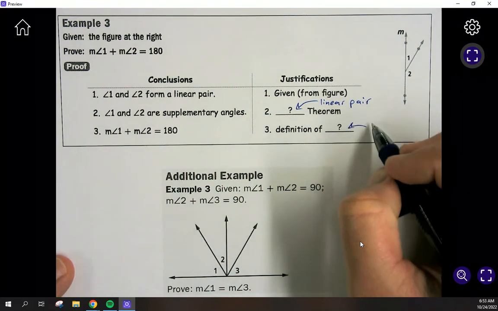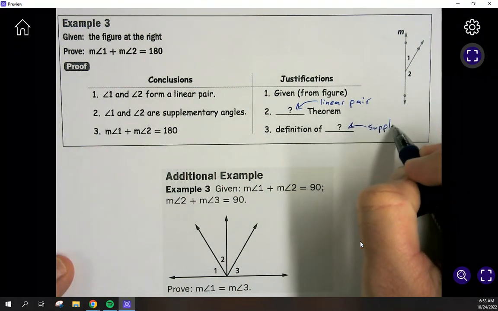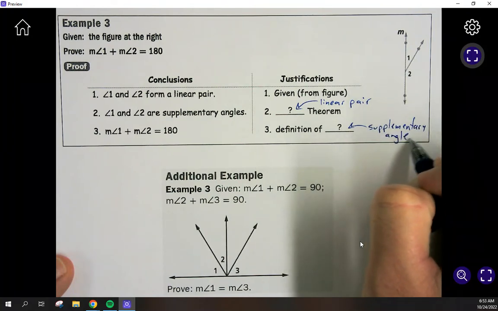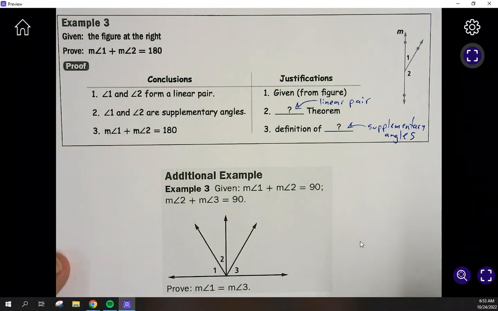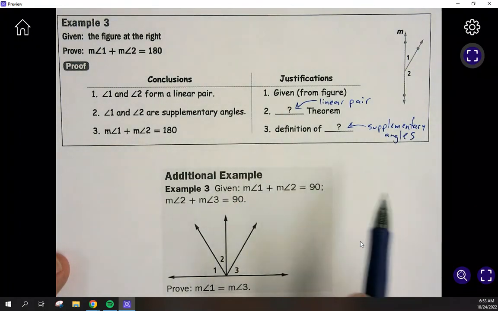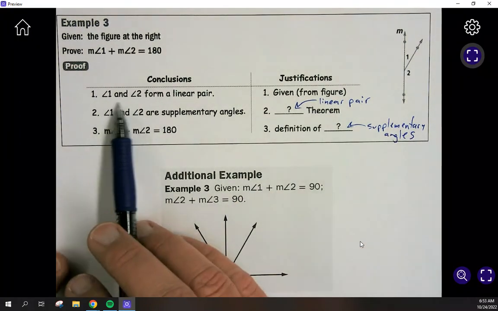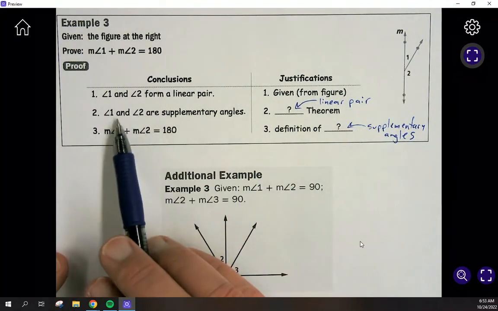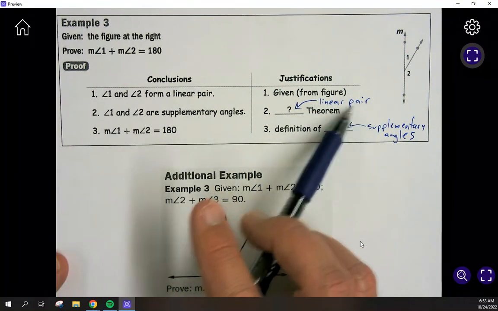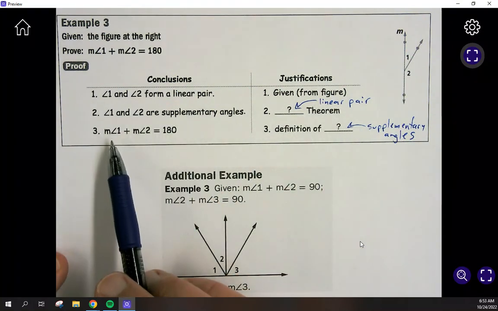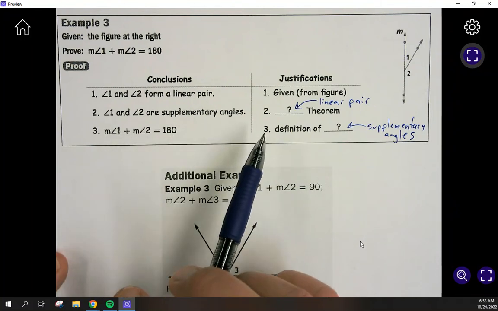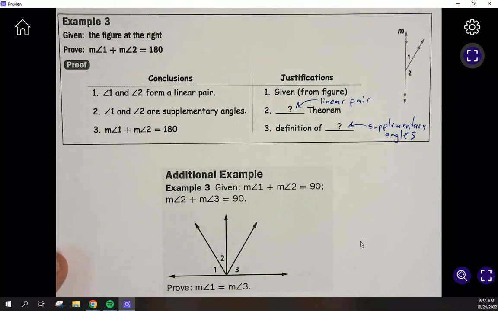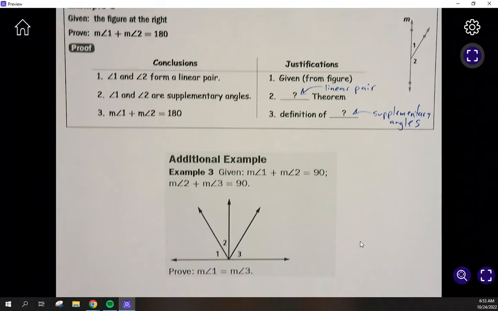So this is the definition of supplementary angles. So you kind of have to go step by step by step. We can't just jump from one to the next. So we started off by seeing a picture. Two angles form a linear pair in that picture. We know that those angles are supplementary because of the linear pair theorem, which we've studied. And therefore, angles 1 and 2 add up to 180 because of the definition of supplementary angles. All right, let's try one where we have to fill in the entire thing ourselves.